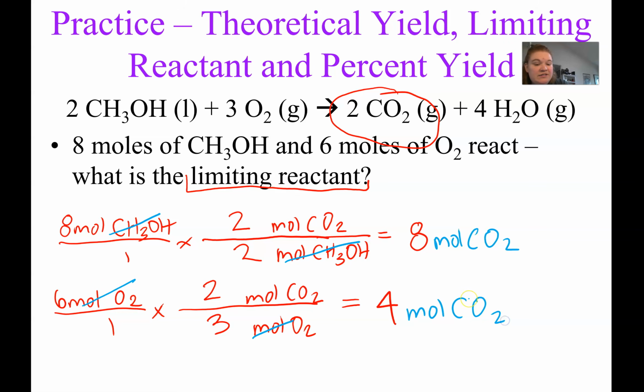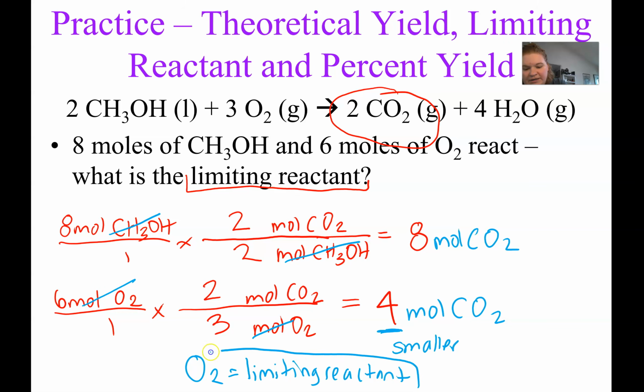Now, neither one of these numbers is our right answer, but it's going to get us to the right answer. We compare them. This one's definitely the smaller one. So what that tells me is that my O2 is my limiting reactant. It makes a smaller amount of product. It's going to run out first. It's going to limit how much product we make. So it is our limiting reactant.